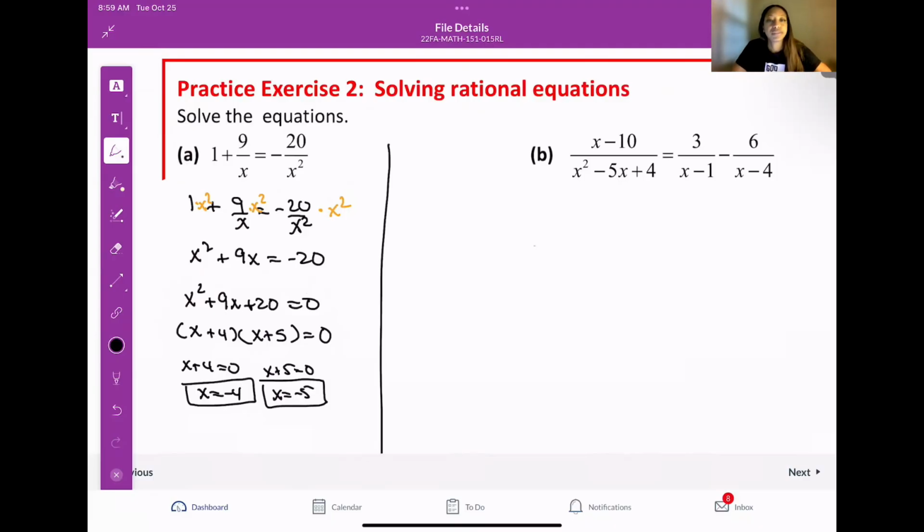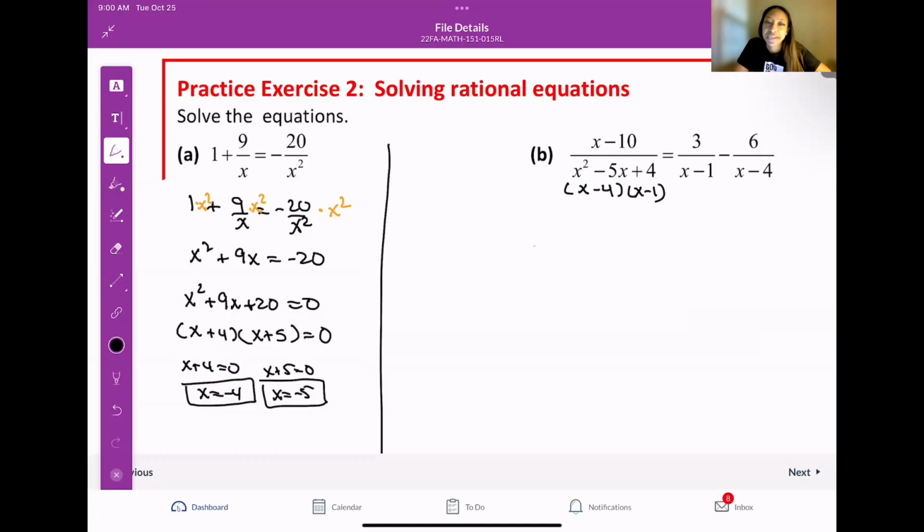On to problem B. In problem B, we have (x minus 10) over (x squared minus 5x plus 4) equals 3 over (x minus 1) minus 6 over (x minus 4). First thing we need to do is factor the denominators completely so we can properly find our LCD. X squared minus 5x plus 4 factors to (x minus 4) times (x minus 1).